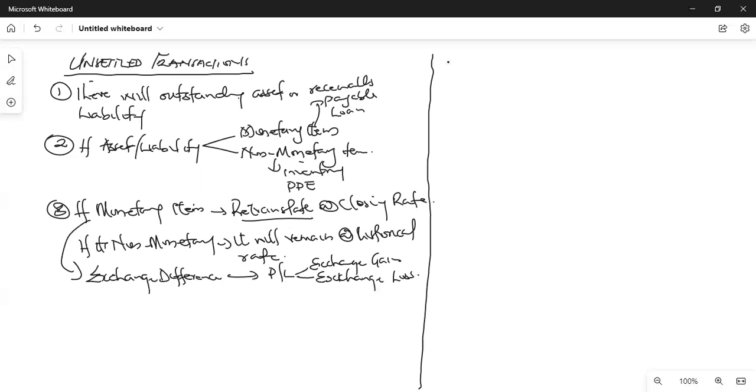So if, say, on April 1, 2018, you have a company that uses dollar as functional currency.